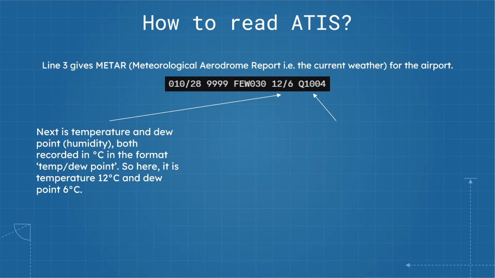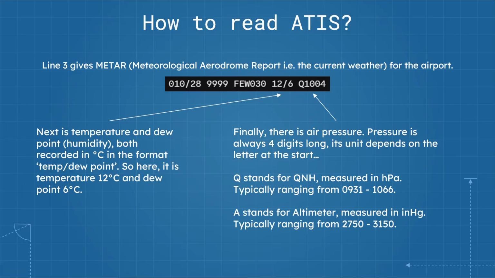Finally, there is air pressure. Pressure is always 4 digits long. Its unit of measure depends on the letter at the start. Q stands for QNH, and it's measured in hectopascals, with typical ranges from 931 up to 1066. A stands for altimeter, which is measured in inches of mercury, typically ranging from 2,750 to 3,150. These values are not simulated in PTFS and exist only for roleplay purposes.